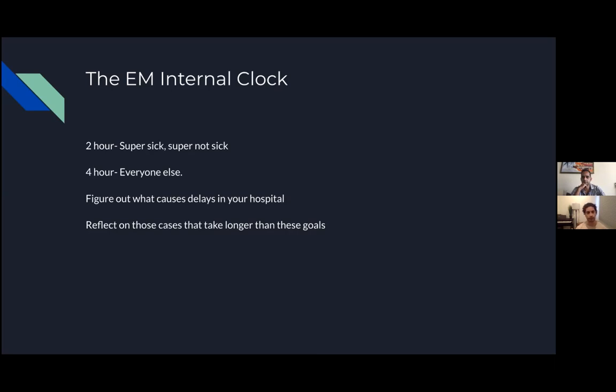So, a better example would have been if you have an intubated patient with a central line and it's been 3 hours and you haven't dispoed them. I think the big question is, why haven't you dispoed them, right? It's past the 2 hour mark.